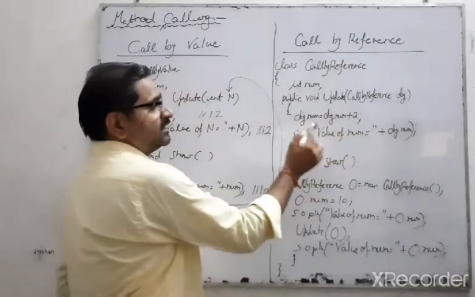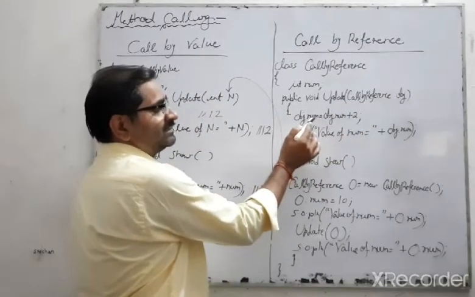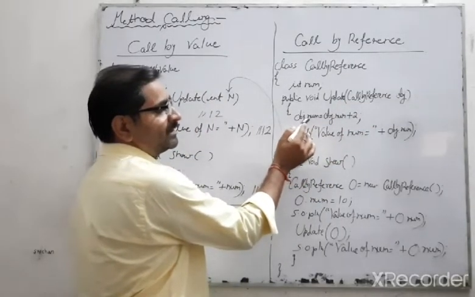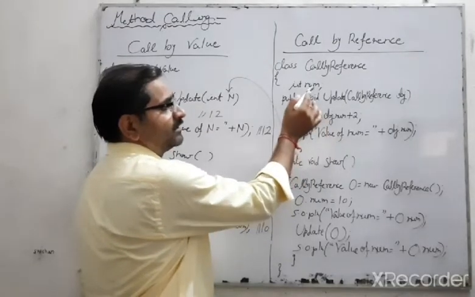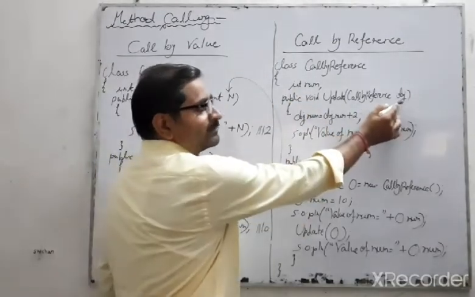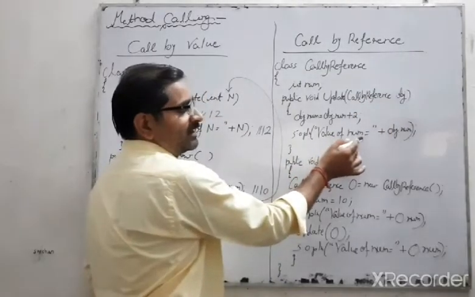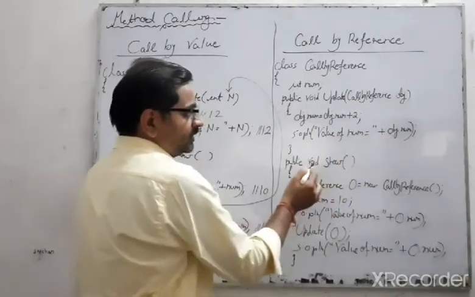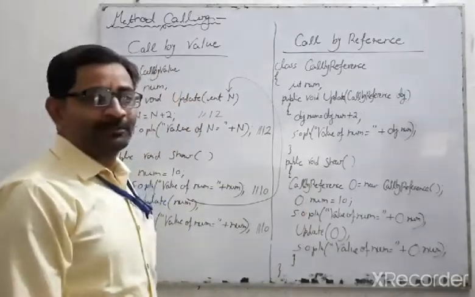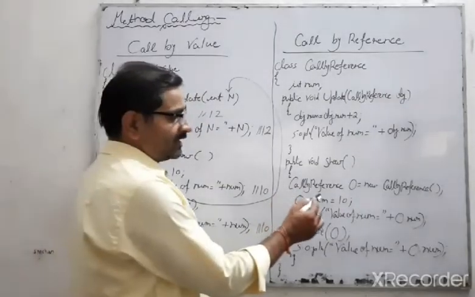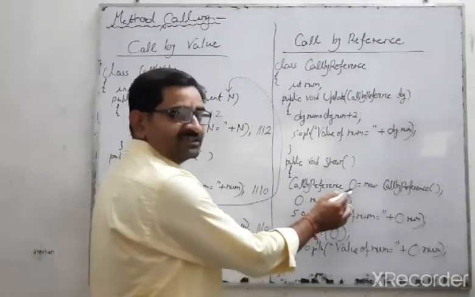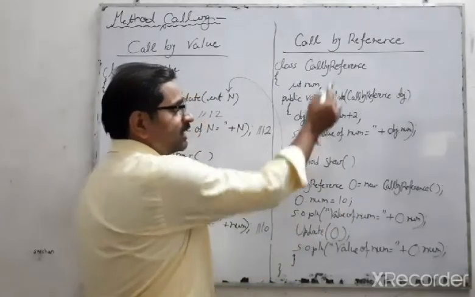Now here, using this object and the help of the dot operator, we update the value of num with whatever is received by the object. Now here we print the value of num. So now we talk about the show method. In the show method, first we create an object of the class CallByReference.